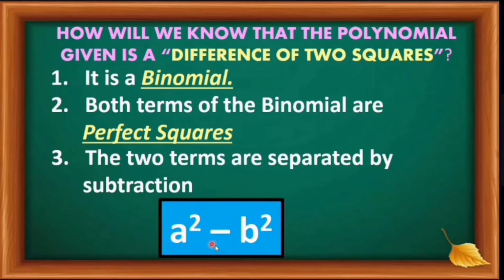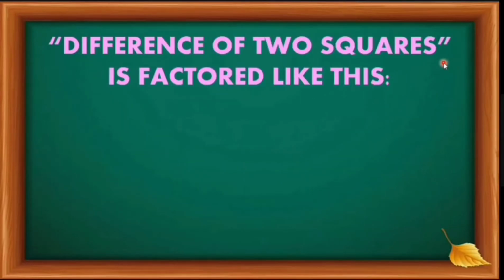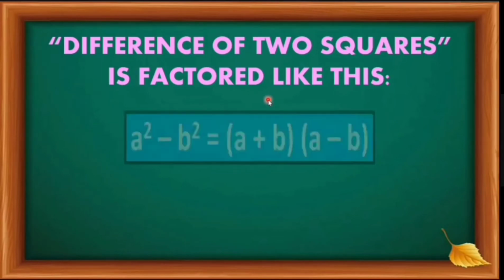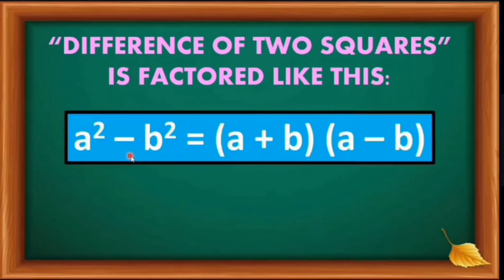Kung mapapansin natin, may minus sa gitna. So therefore, these two terms here is really separated by the operation subtraction. So meaning, etong polynomial na nasa baba, it meets the three conditions above. So therefore, this polynomial here is actually a difference of two squares. Difference of two squares is factored like this. A squared minus b squared is equal to the quantity a plus b times the quantity a minus b.